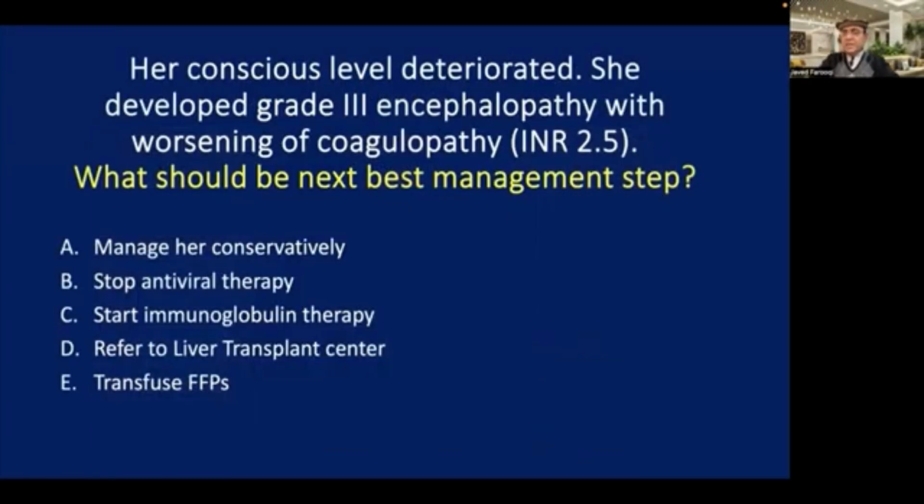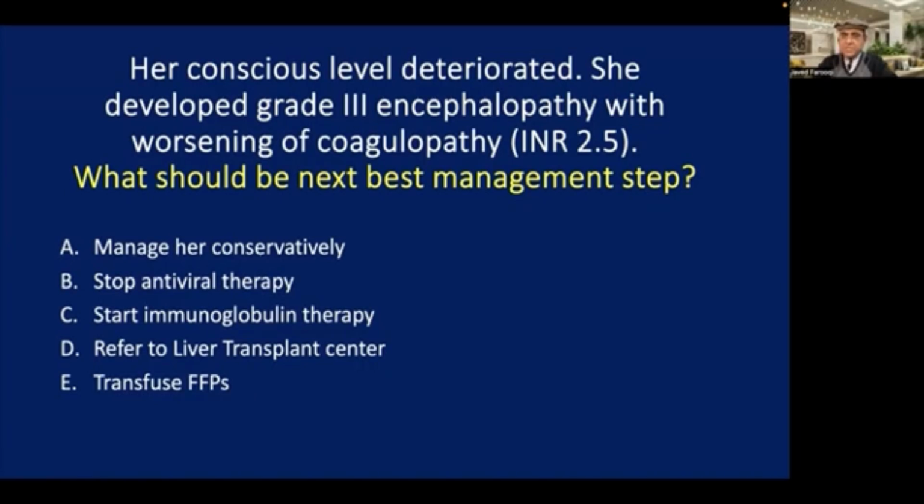Her conscious level deteriorated. She developed grade 3 encephalopathy with worsening of coagulopathy, INR to 2.5 now. So the question is, what should be the next best management step in this lady? A. Manage her conservatively. B. Stop antiviral therapy. C. Start immunoglobulin therapy. D. Refer to liver transplant center. And E. Transfuse FFPs.